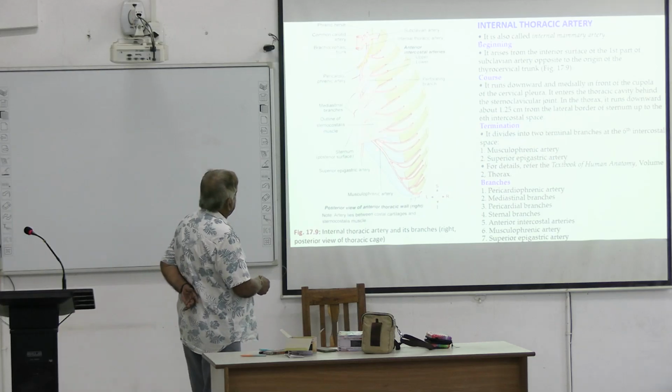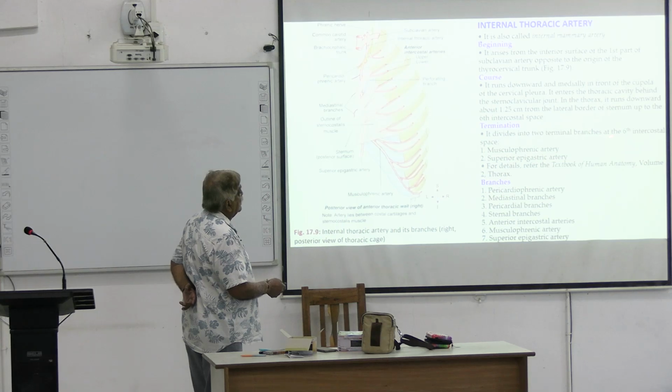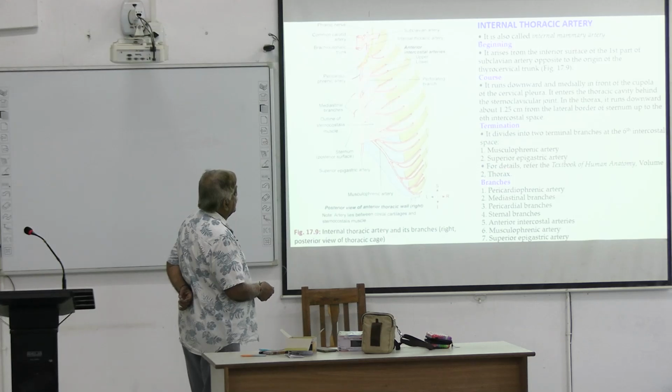This is the musculophrenic artery. Termination: it divides into two terminal branches at the sixth intercostal space, the musculophrenic artery and the superior epigastric artery. Branches: the pericardiophrenic artery, mediastinal branches, pericardial branches, sternal branches, and anterior intercostal arteries.